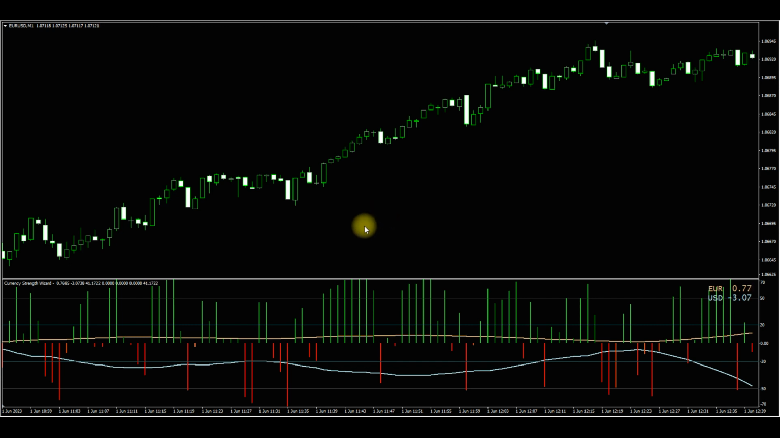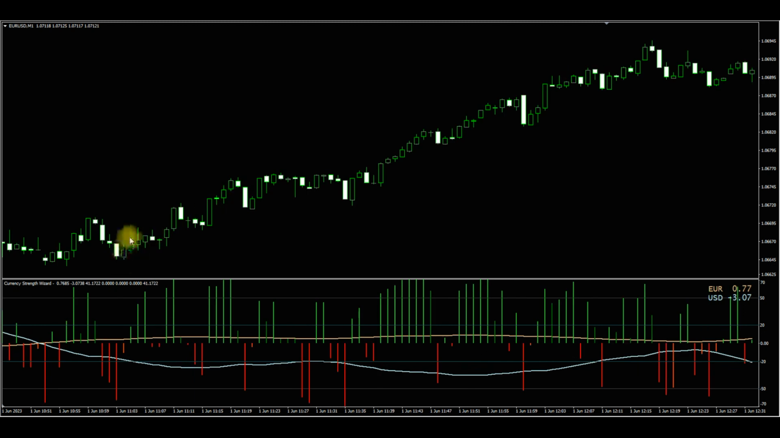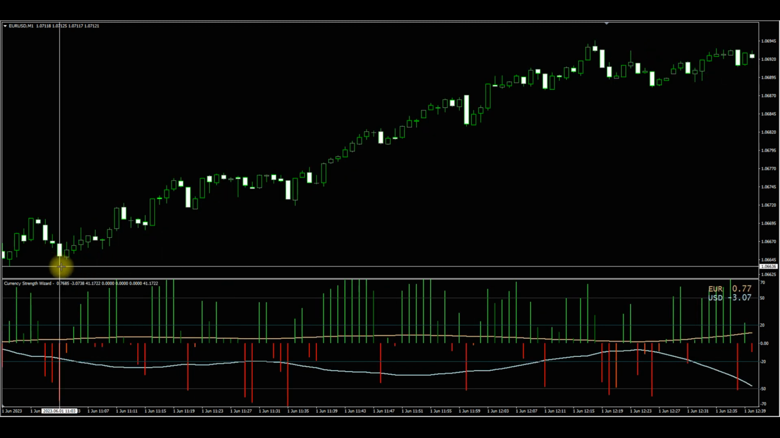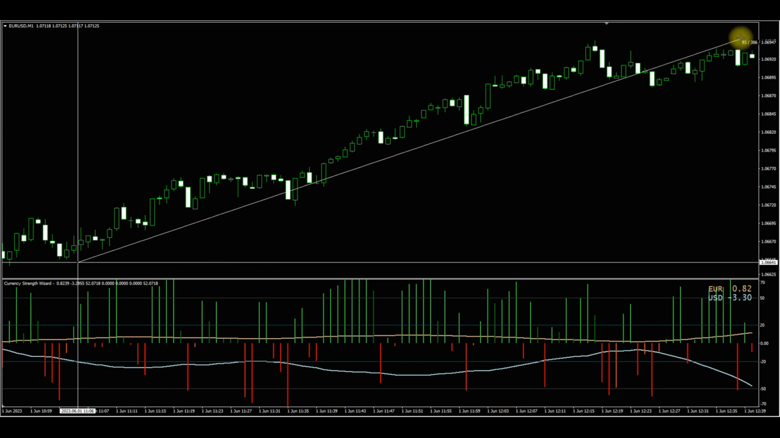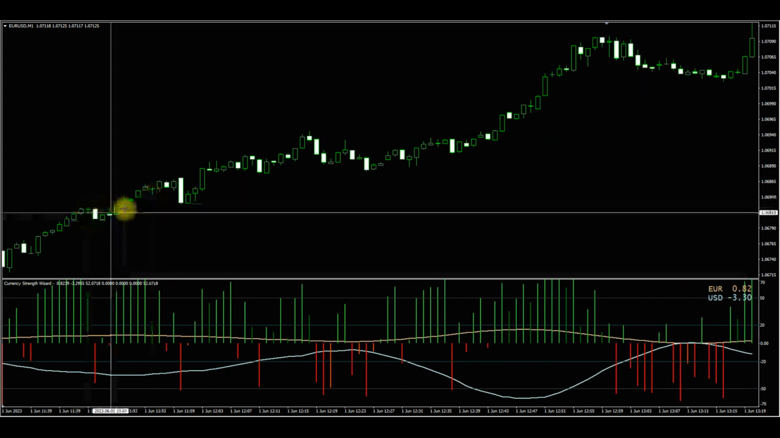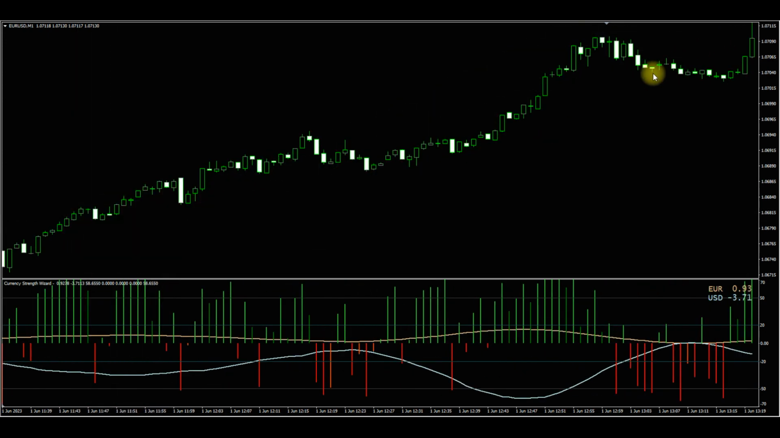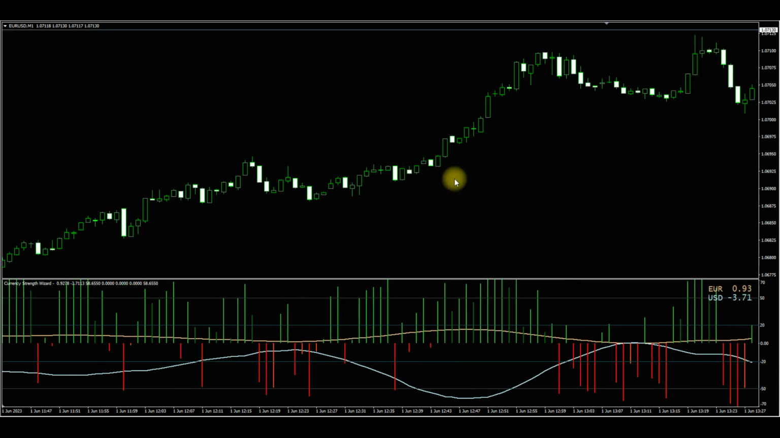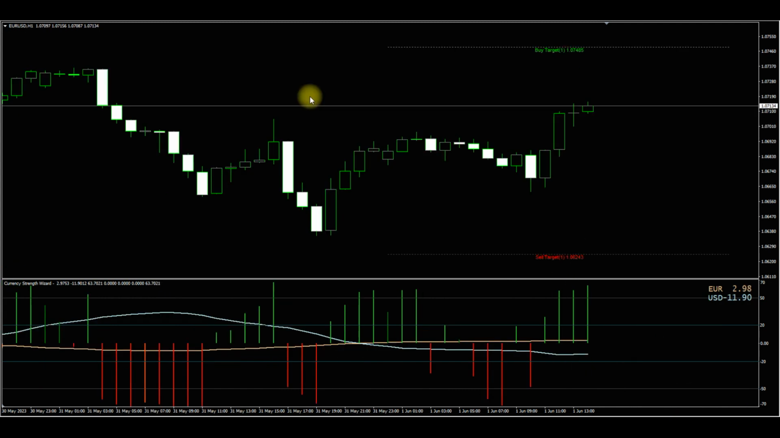Or you can go with the whole trend, like in this situation, with the whole trend up until the lines cross each other, which is the sign that the trend may reverse.